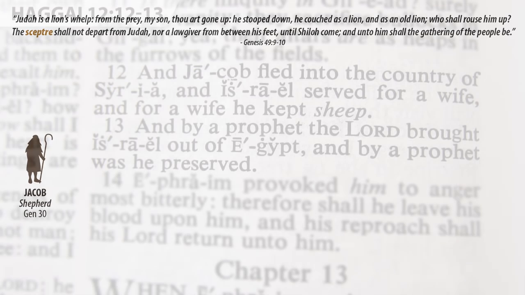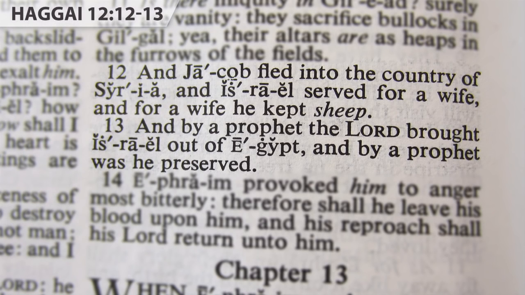It's also interesting in Hosea 12:12, "And Jacob fled into the country of Syria, and Israel served for a wife, and for a wife he kept sheep. And by a prophet the Lord brought Israel out of Egypt, and by a prophet was he preserved." And of course, keep in mind Jacob's other name was Israel, so that's used interchangeably here to represent him and his offspring. But notice how it mentions Jacob served for a wife, and for a wife he kept sheep.